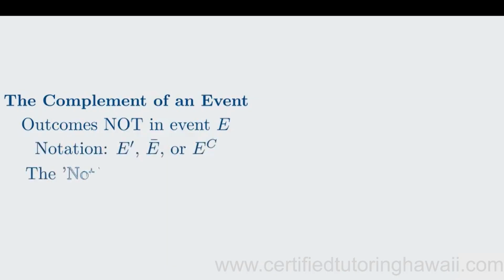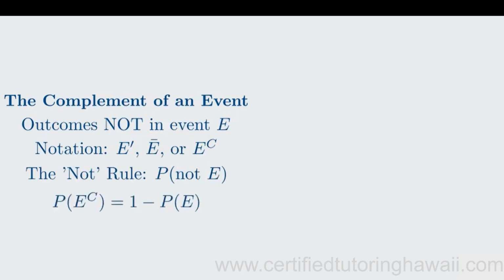Next, let's talk about what happens when an event does not occur. This is known as the complement. The complement of an event E consists of all the outcomes in the sample space that are not in E. In your textbook, you might see it written as E prime, E bar, or E superscript C. Think of the complement simply as the probability of not E. Since the total probability of the sample space is 1, the probability of the complement is very easy to find. The probability of the complement of E is equal to 1 minus the probability of E.